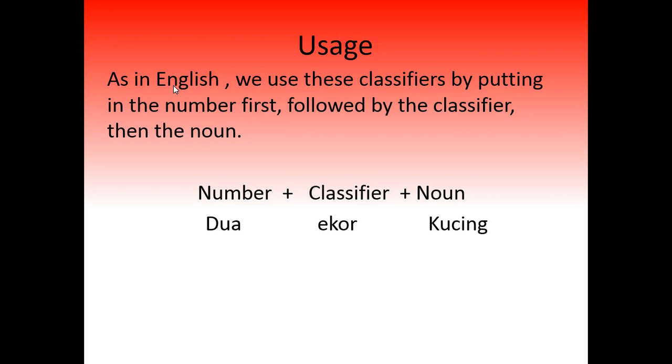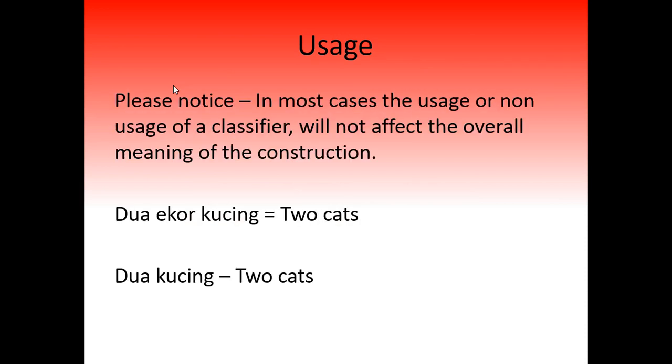Now, as in English, we use these classifiers by putting the number first, followed by the classifier, then the noun. So my example here, dua ekor kucing. Now, in most cases, the usage or non-usage of a classifier will not affect the overall meaning of the construction or the sentence. So again, looking at my example, dua ekor kucing, two cats, can be said the same by just saying dua kucing, two cats. There's no effect on the meaning. The ekor there is just classifying the cats as animals.